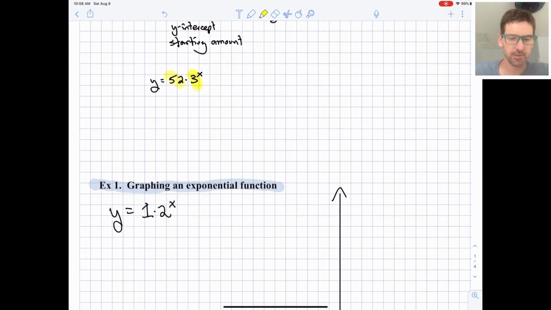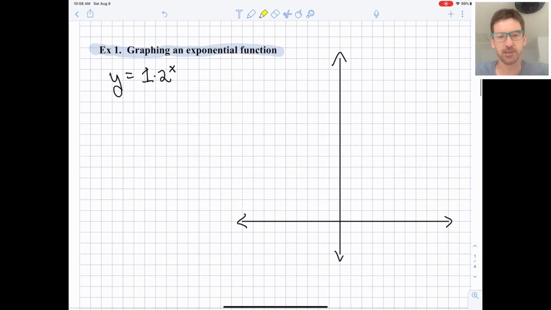All right, so let's look at a couple examples. First, we're going to graph an exponential function, 1 times 2 to the x. This is probably the most fundamental, most basic exponential function we could work with. And so this means we're starting at a value of 1, and we're doubling each time.